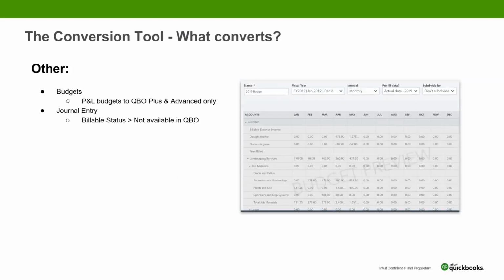So there's other things. Budgets, I mentioned already. P&L budgets will come over to Advanced. Not a problem. Now, journal entries are a little different in QBO, and the one that's really important to know is if your client is using journal entries in Desktop and marking rows billable to a customer, that box where you check it and say bill this to the customer is not available in QuickBooks Online. So that billable status will not come over. Another thing to verify before you do the conversion.